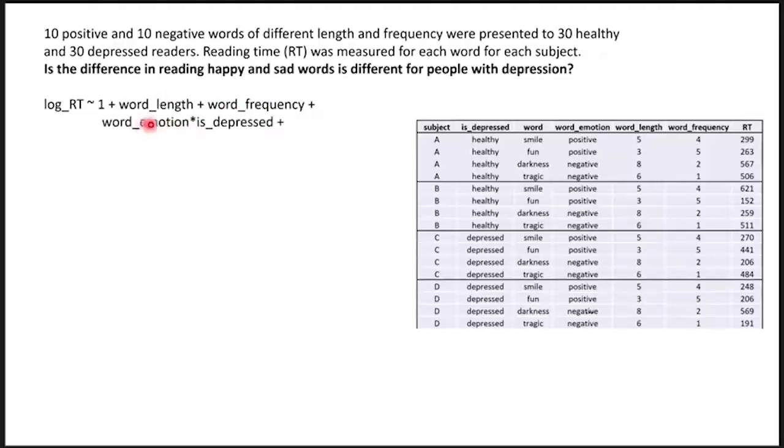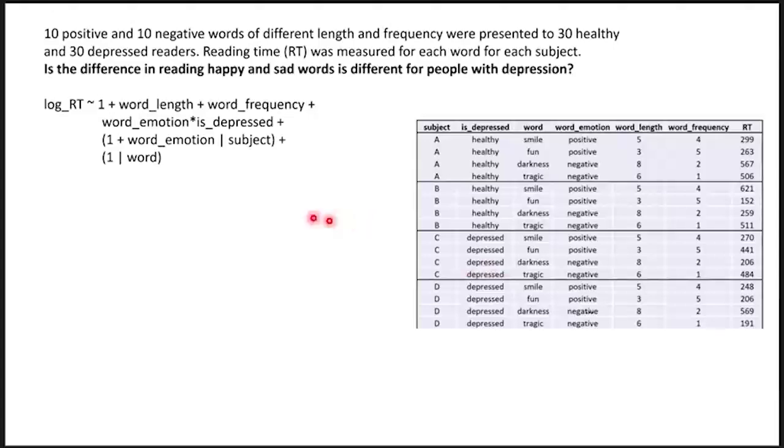And then word emotion interaction is depressed is my research question, which is: is there a difference in reading happy and sad words? Is it different for people with depression? So I need to find an interaction effect. And the grouping structures, so I'm adding the intercept and how the emotion word changes per subject. And I'm also adding the reading time per word, because the word smile, for example, appears 20 times in the data, or 30 times, or 60 times. So I'll need to correct for that cluster, okay?